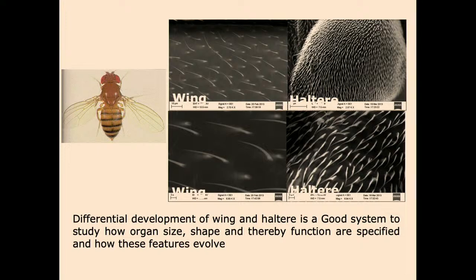So again, the difference is wing and halter, right? Wing is a flat epithelial structure, halter is a bulbous structure, right? It's like this, and the flatness, you can see that these are called trichomes, the wing hairs, which are required for proper control of the aerodynamics during flight, right?